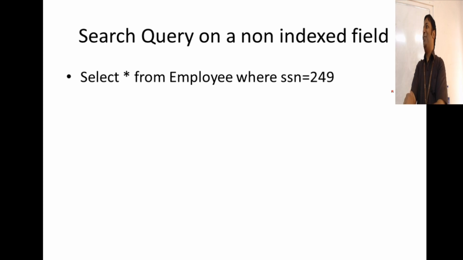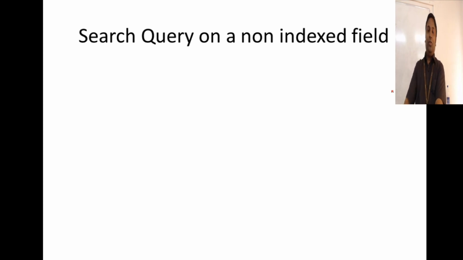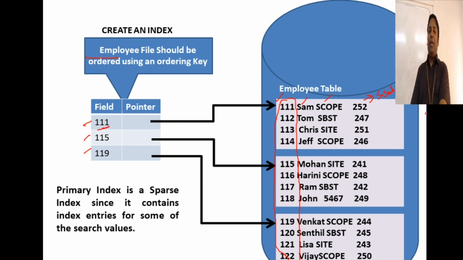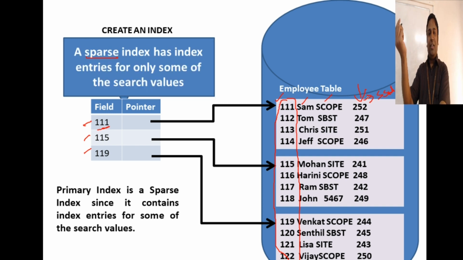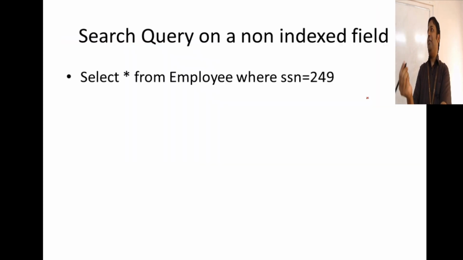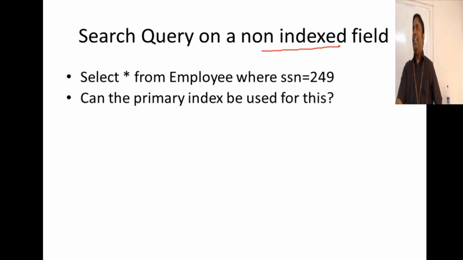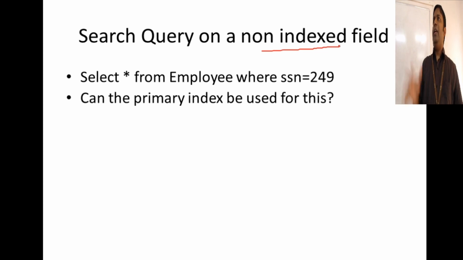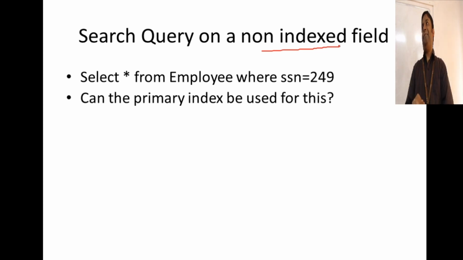Now how will the search be? I'm using a non-indexed field. You understood this? I'm now doing my search on this field. Bring me the employee with SSN, some SSN I have given there, 249. That is the non-indexed field. We don't have an index created for this field. Now, how will the search be? Can the primary index be used for this? We already built a primary index. Can we use that? No, because that is based on employee ID. That is of no use to us here.